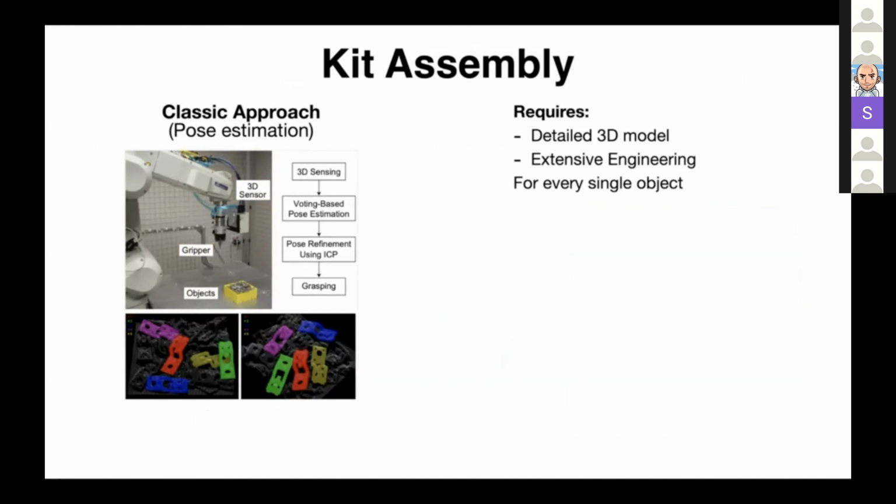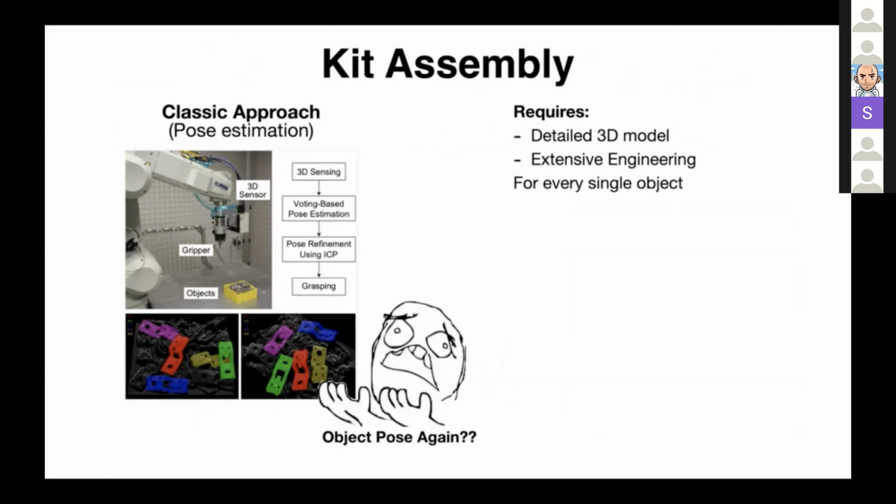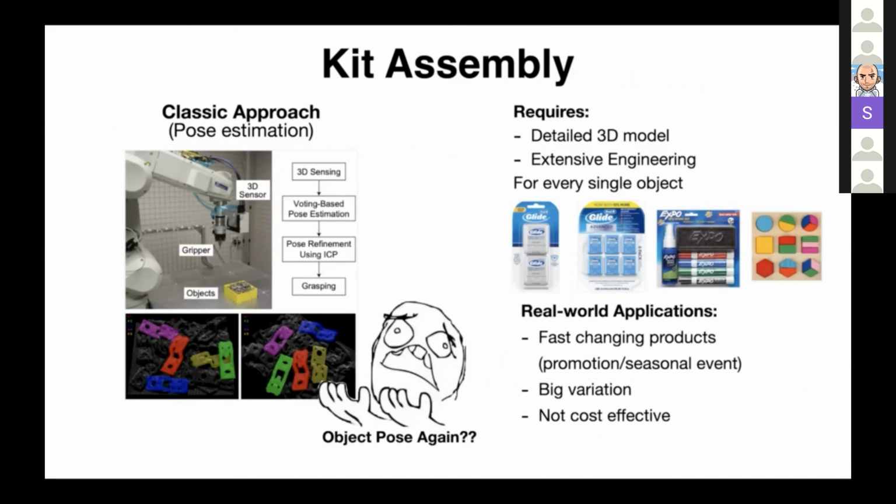So traditional robot assembly systems often heavily rely on accurate object pose estimation, which requires the object's 3D model and expensive manual tuning for each kit unit. So does it mean that we need to go back to the pose estimation pipeline again? Well, the main reason why these systems cannot be applied in real-world applications is their requirement on object pose estimation. Because in many real-world applications, these kits are constantly changing due to promotions or seasonal events, which can happen as often as every 2 months.